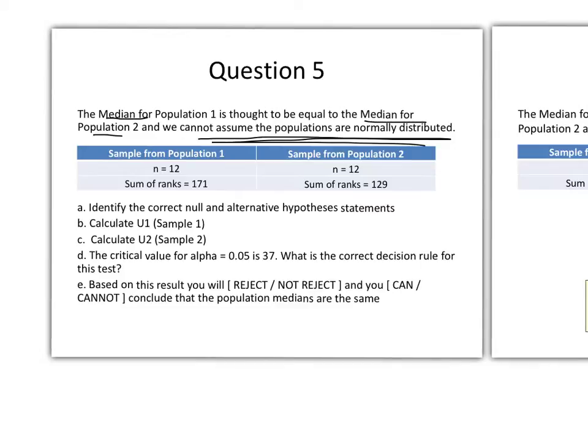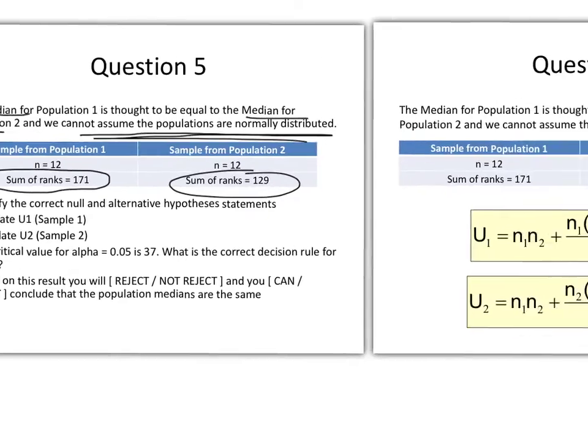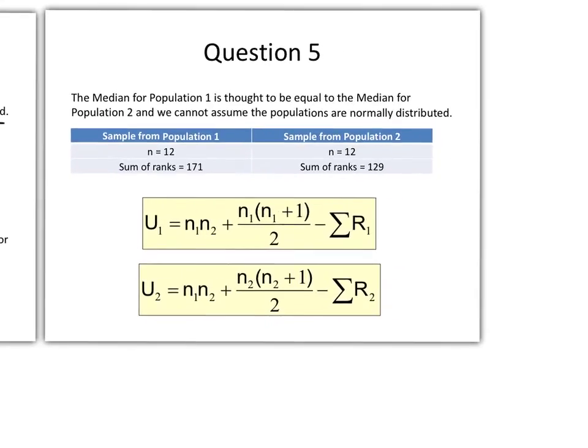Now if you recall, we had a whole process. This is very similar to the Wilcoxon signed rank tests, where we figure out the rankings and everything here. Luckily for us, that part is already done for us. We've got our sum of ranks here, 171 and 129. And we'll need those to calculate the U value for population 1 and the U value for population 2. Let's go and do that now, and we can calculate these using the equations shown here and here.